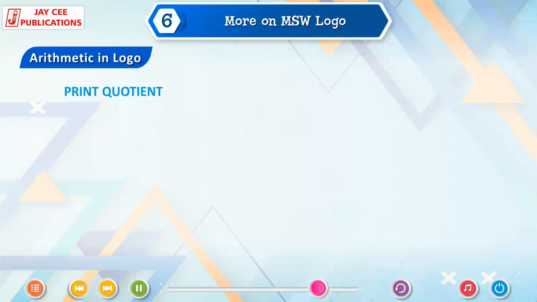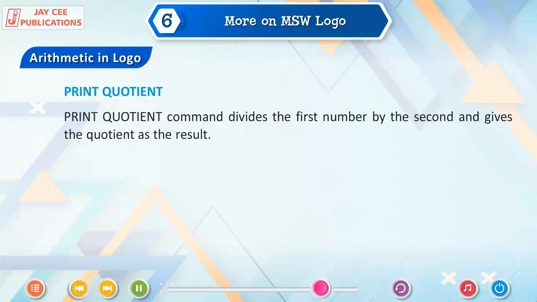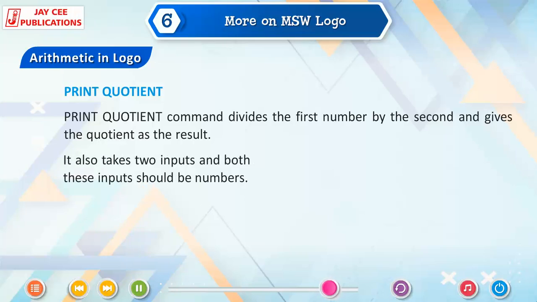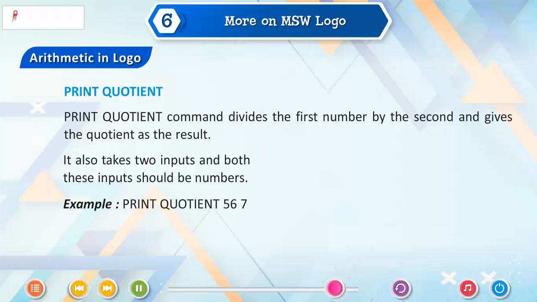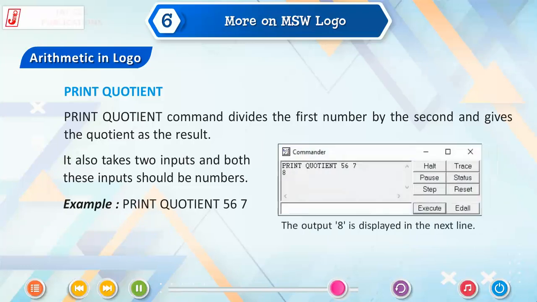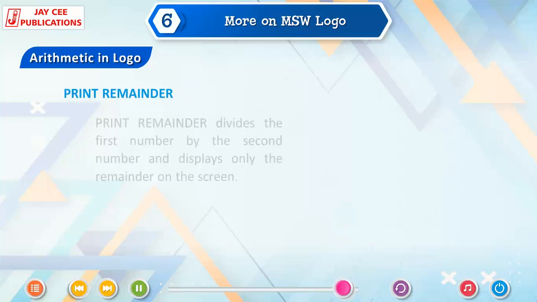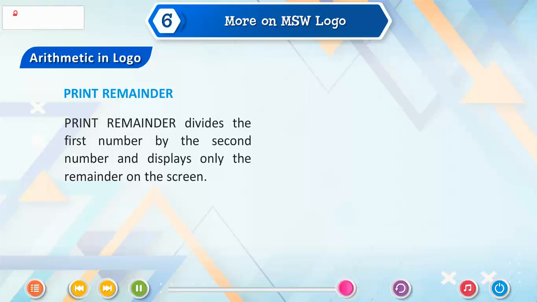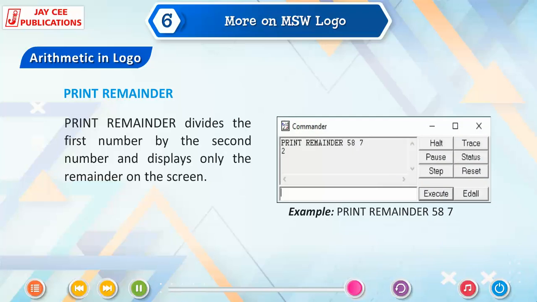Print quotient. The print quotient command divides the first number by the second and gives the quotient as the result. It also takes two inputs and both these inputs should be numbers. Example: print quotient 56 7. The output 8 is displayed in the next line. Print remainder. Print remainder divides the first number by the second number and displays only the remainder on the screen. Example: print remainder 58 7.